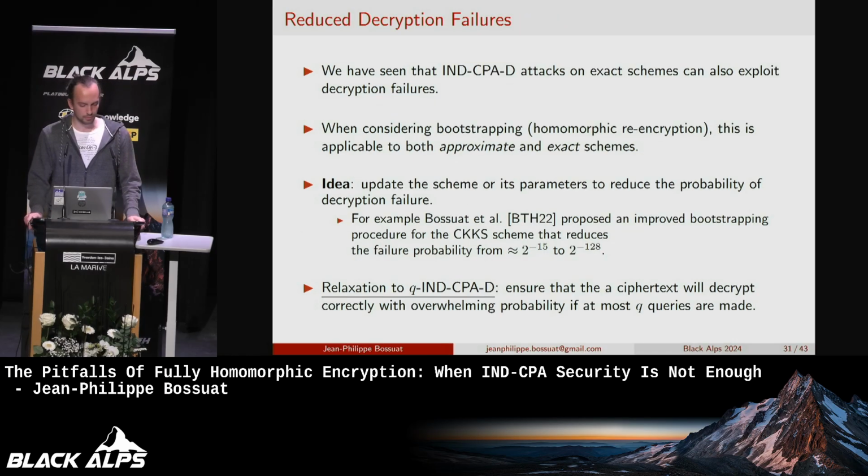So the first one was to reduce the probability of decryption error. When considering bootstrapping, which is the only way we know to have truly fully homomorphic encryption, this is applicable to both exact and approximate schemes. And the idea is very simple: you update the parameters so that the probability of error gets below a certain bound that renders the attack not possible.